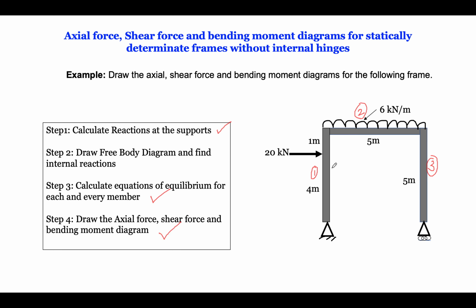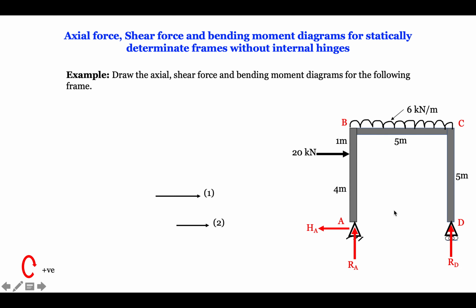We can go step by step, like step number 1, then 2, then 3, and then finally draw the diagrams. Or we can do steps 1 and 2 first, and the third step for each member separately. Suppose for the first member, we first calculate all the internal reactions, then draw the axial force, shear force and bending moment diagrams for it. That is also a really good way of completing the problem, one member at a time.